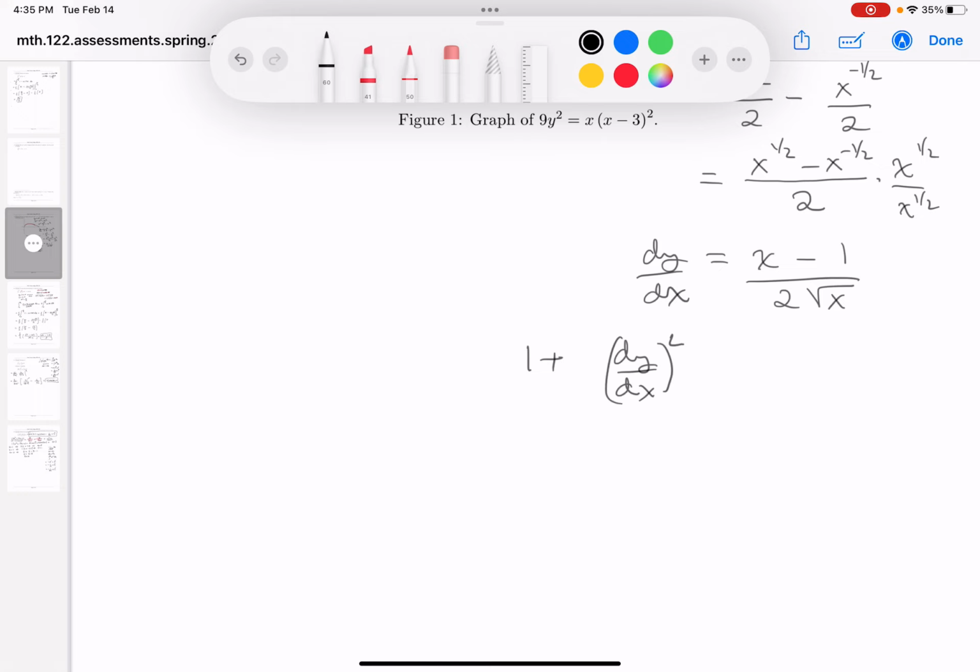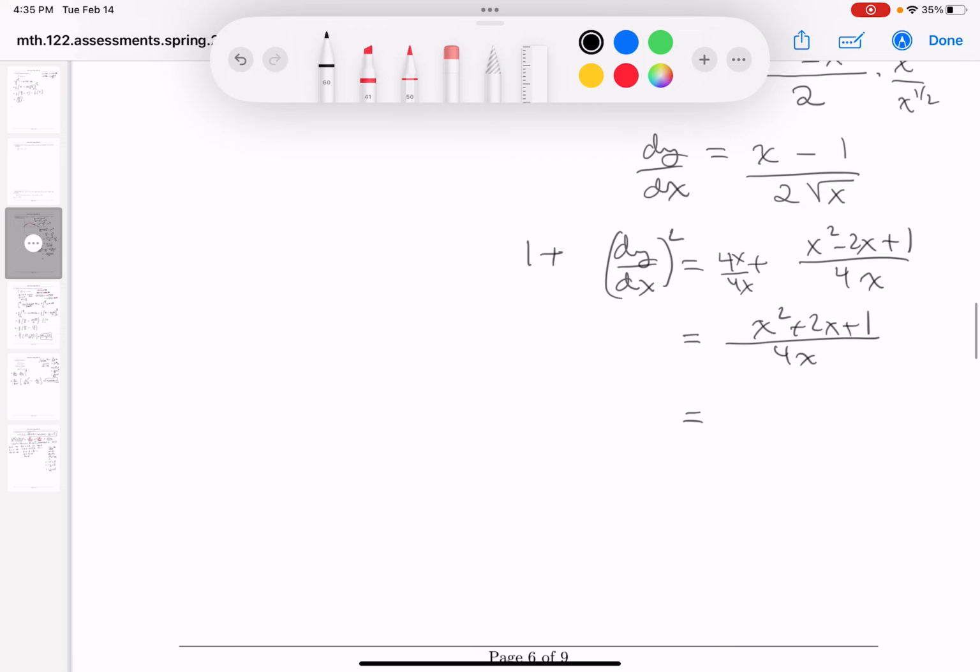dx squared. What do you get there? 1 plus, this would be 4x. This would be x squared minus 2x plus 1. Well, 1 is 4x over 4x. So I get 4x here. And then what do you get? You're going to get x squared plus 2x plus 1. Well, that's not so bad. And what do you get there? It's actually x plus 1 squared over 4x.